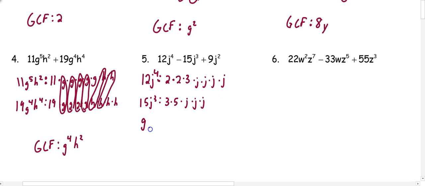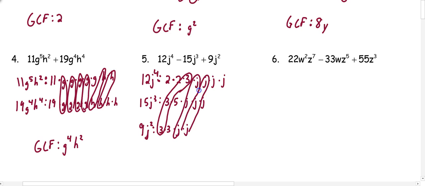And we have 9j squared. So we're going to have 3 times 3 times j times j. Now, all of them have a 3 in common, which I notice if I look at the numbers, all of these are divisible by 3. And I have 2 pairs of j's, which again makes sense because the lowest j exponent is 2. So my GCF here then is 3j squared.